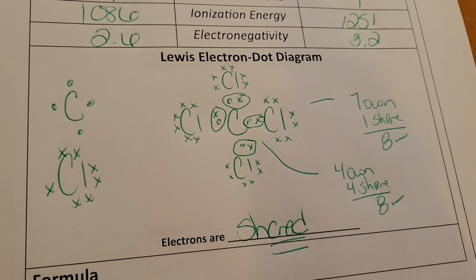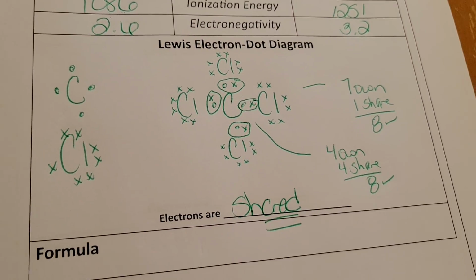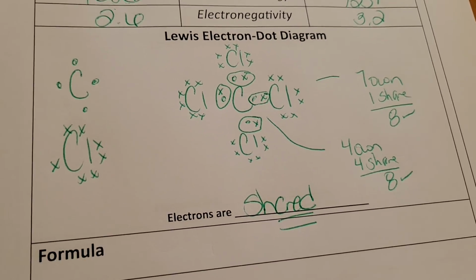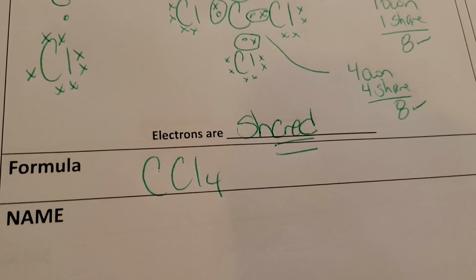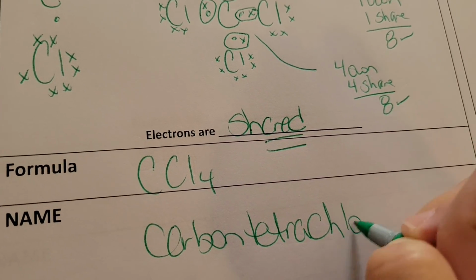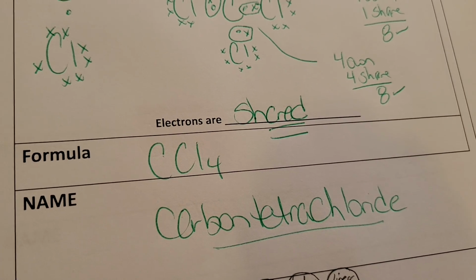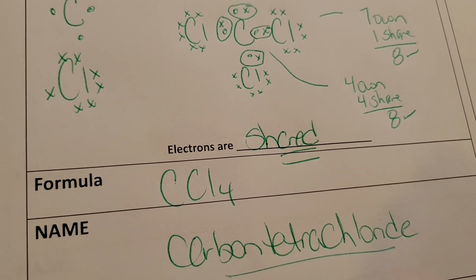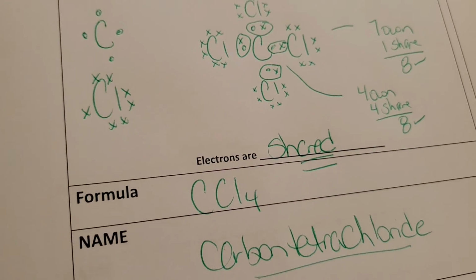So anytime that you see something where you have something that has 4 valence, a lot of times that's going to be the shape of it. Okay. So our formula is CCl4, and similar to how the other one was, we've got carbon, our prefix is tetra, and then this is chloride. So carbon tetrachloride.